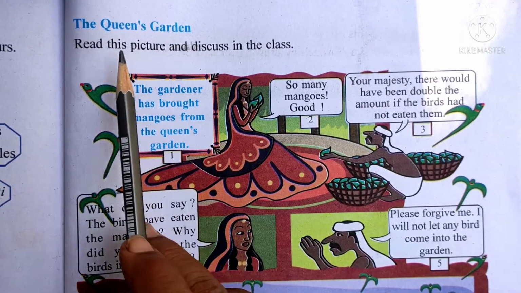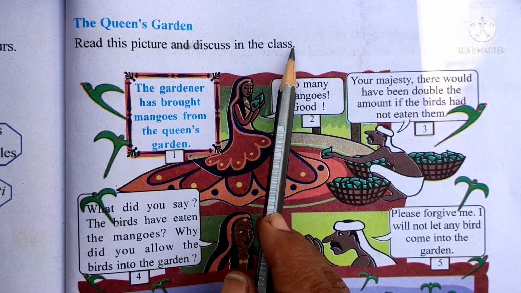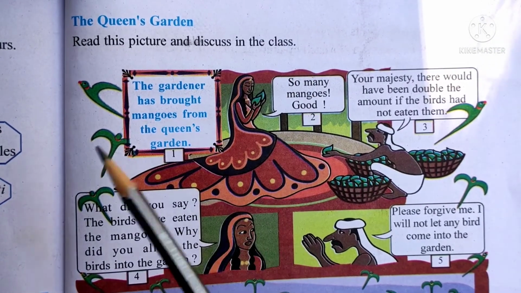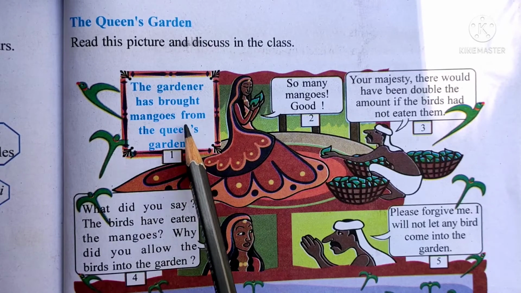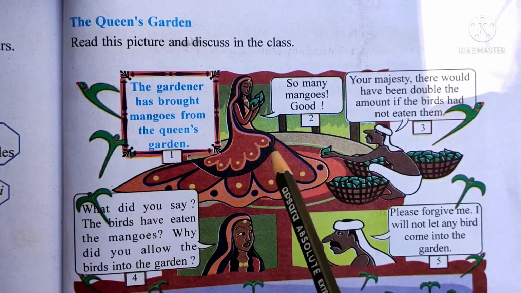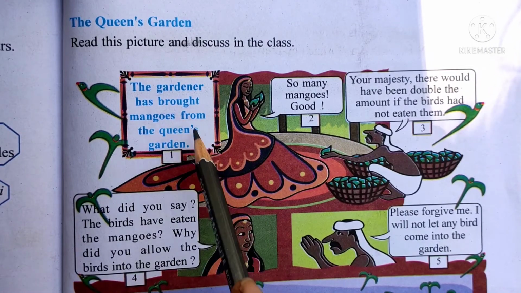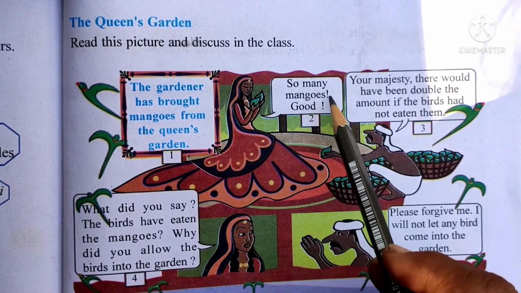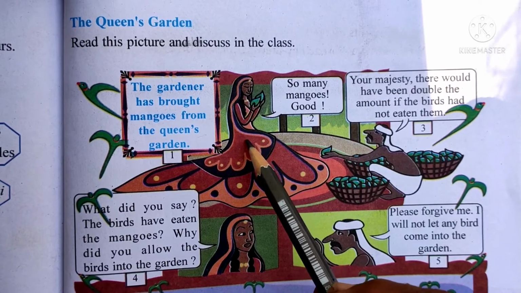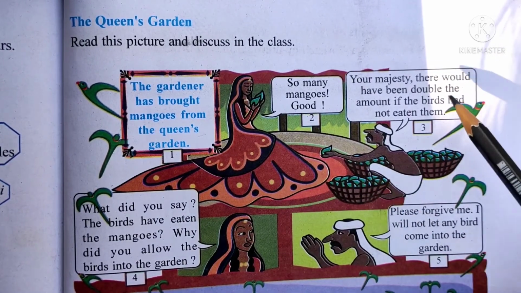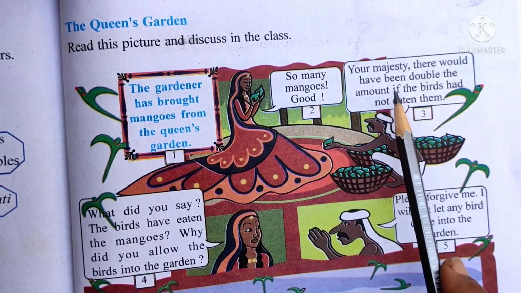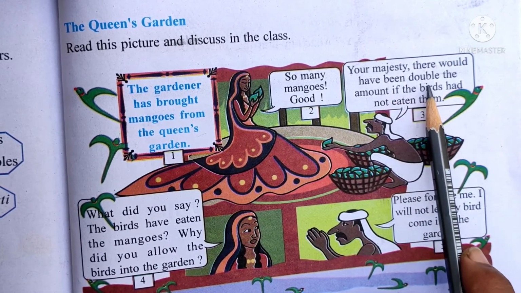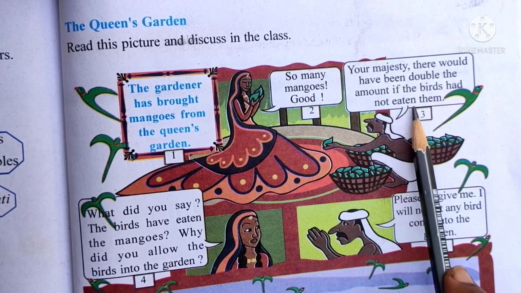The Queen's Garden. Read this picture and discuss it in the class. You have to discuss this picture in the class. Okay. The gardener who is taking care of the garden brought mangoes from the Queen's garden. There are so many good mangoes that the Queen becomes happy to see them. The gardener replied to the Queen, Your Majesty, there would have been double if that bird had not eaten.